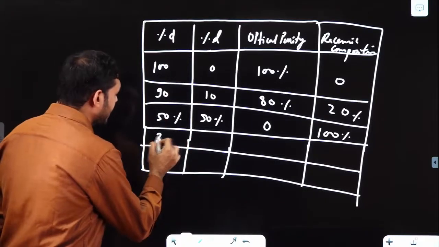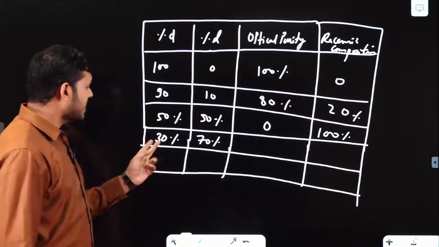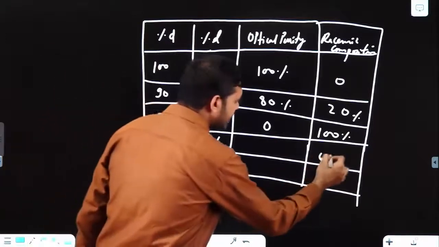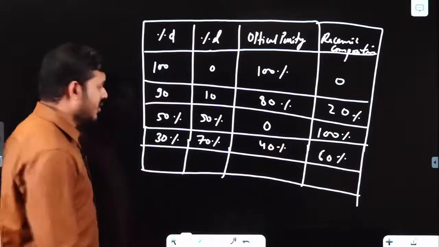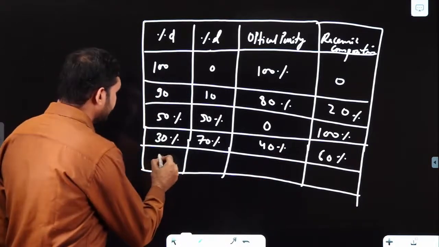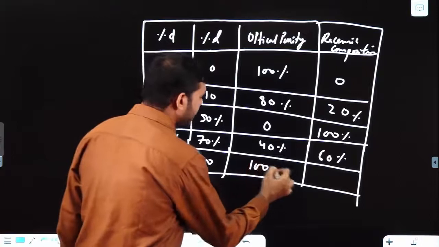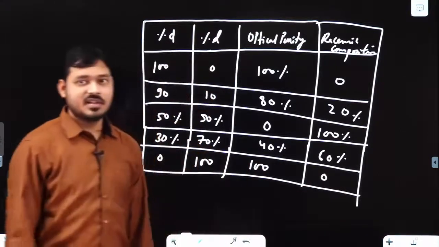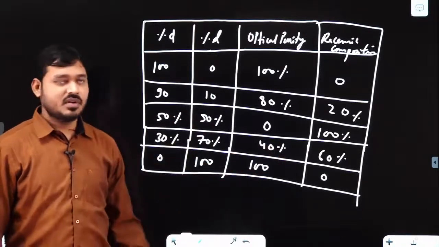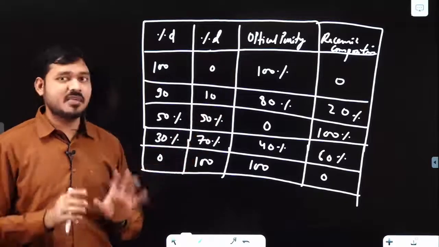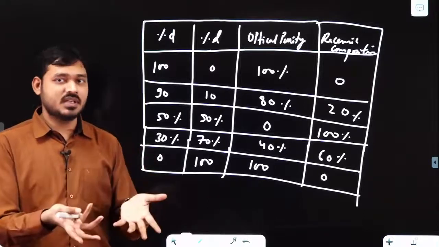Now if I say 30%, then the other will be 70%. So 30% D and 30% L, you have 60% racemic and 40% optical purity. Clear? Again, if I say 0 D and 100 L, you can say optical purity is 100% and racemic composition is 0%. So this was just to explain optical purity and racemic composition. Suppose optical purity is 100%, it simply means the enantiomeric excess of one enantiomer over the other is 100%.